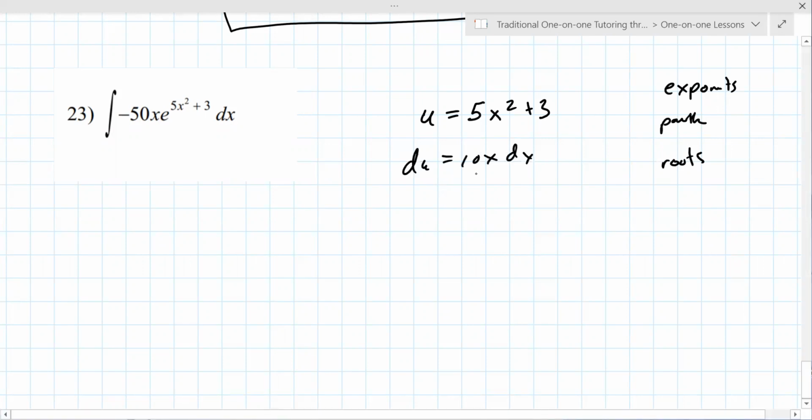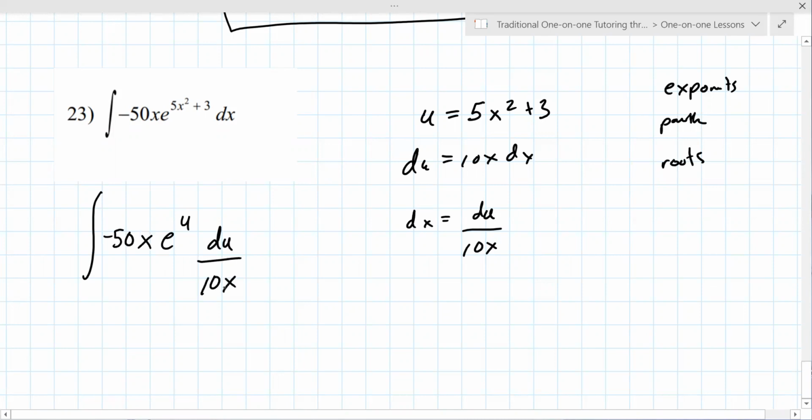And then it's integral negative 50x e to the u, and then du over 10x. So then the 10x cancels into 50x, and that becomes 5. So it's negative 5 e to the u du.